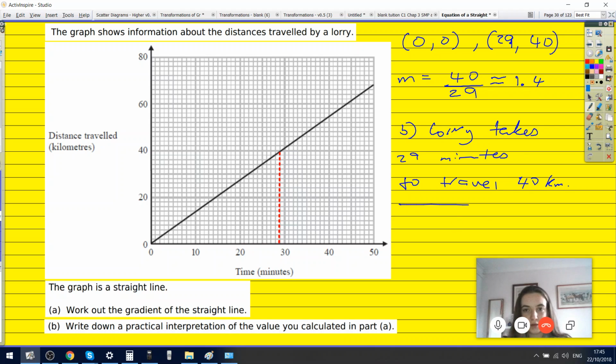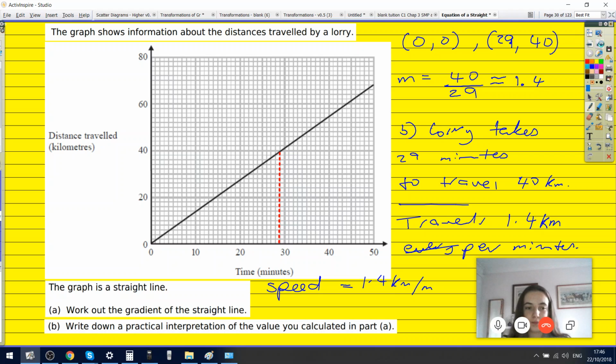Travel, is it 1.4 kilometers? Yeah. Per minute. Yeah, perfect. Okay. 1.4 kilometers per minute, and that is actually its speed. 1.4 kilometers a minute. Any questions there?